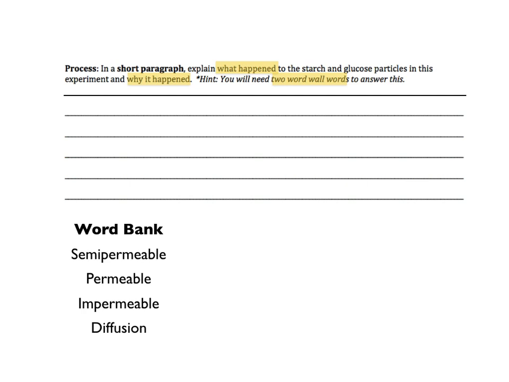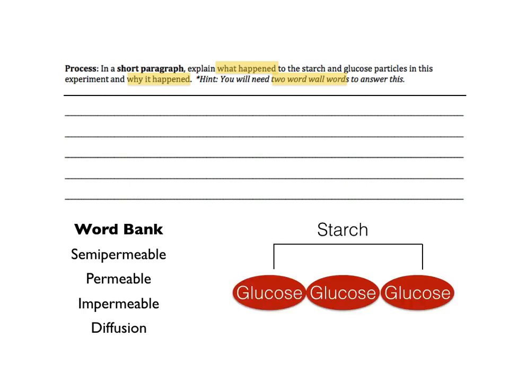In addition, for why it happened, you need to remember that starch is made up of glucose. So relatively, you need to think about what is a bigger molecule. Is starch a bigger molecule, or is glucose a bigger molecule? And why does the size of the particles determine what was able to go into the water after 24 hours?